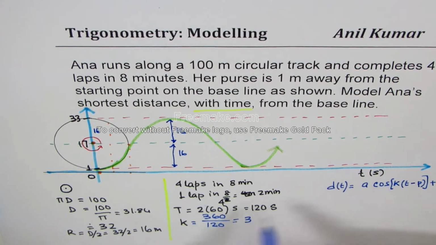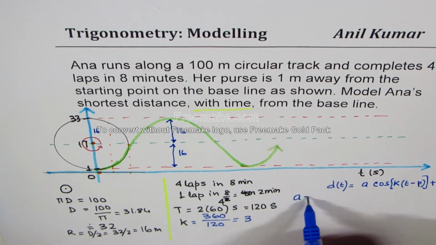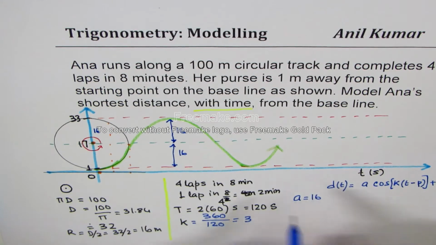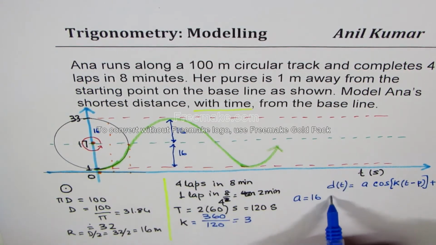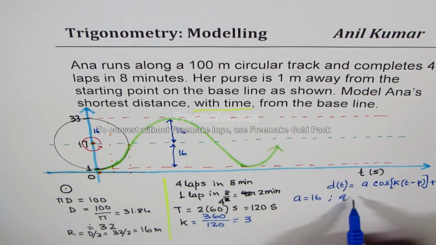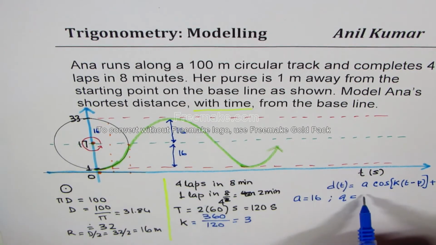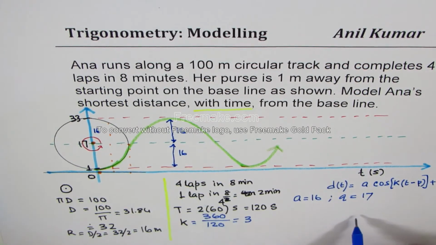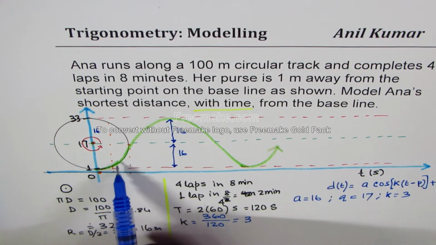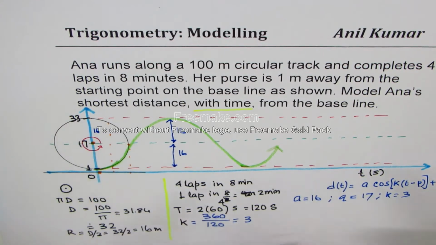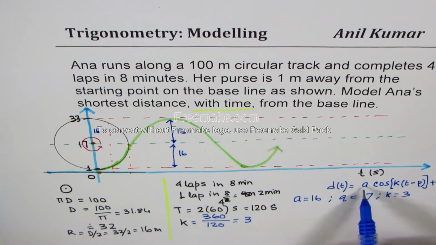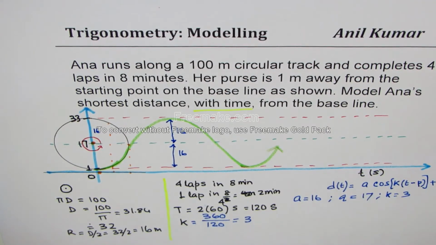So we can now place all these values one by one. We know A is equal to 16. How far you are from this axis? Where is the axis? q. It is 17 away, right? So we got this. K, we already calculated as 3. How about the phase shift? If I consider that to be a cosine function, I could treat this as 180 degrees, right? Or I could use minus cosine. So I'll prefer that.